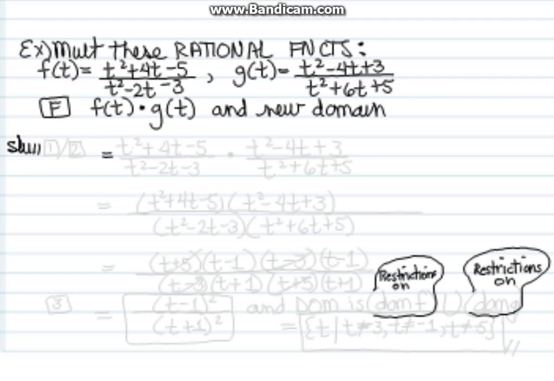We're going to multiply these two rational functions together. f(t) equals (t squared plus 4t minus 5) over (t squared minus 2t minus 3). And g(t) is equal to (t squared minus 4t plus 3) over (t squared plus 6t plus 5). We're going to find f(t) times g(t), and we're going to find the new domain.